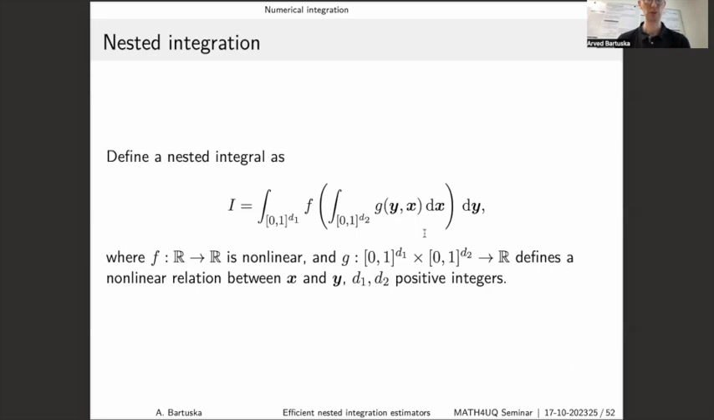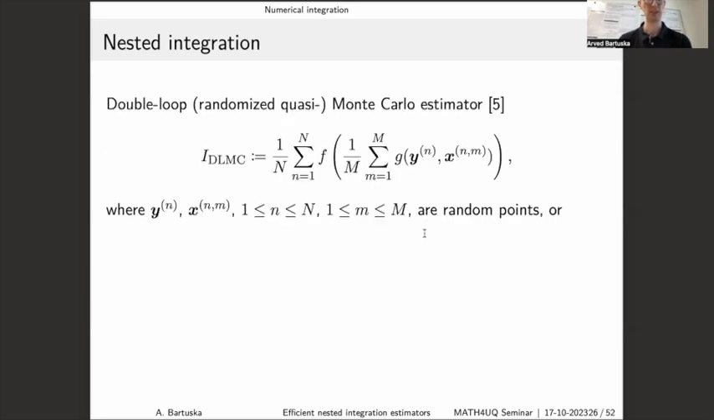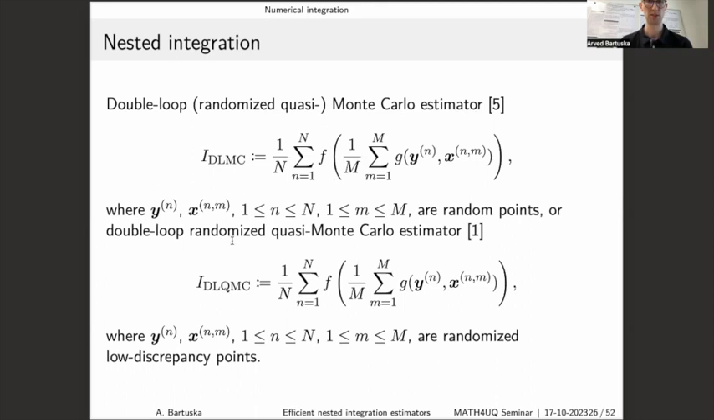And G also has to be a nonlinear relation between y and x. And then we have to use what we call nested estimators. The first one is the double loop. Basically, both the randomized quasi-Monte Carlo and the Monte Carlo estimator have the same shape again. We have outer samples n, the nonlinear function f, and then inner samples m. For the Monte Carlo estimator, those are random points. For the randomized quasi-Monte Carlo estimator, it's the same shape except that the points are randomized low discrepancy points.